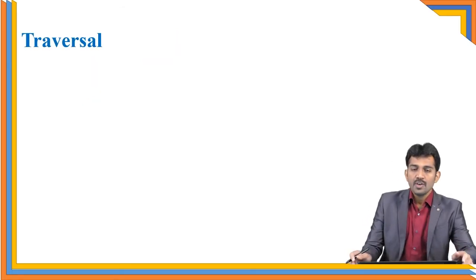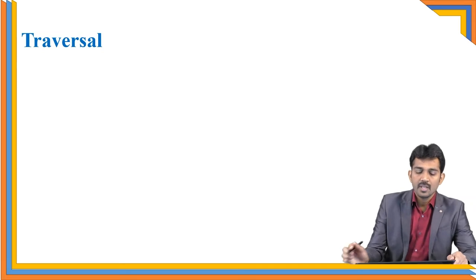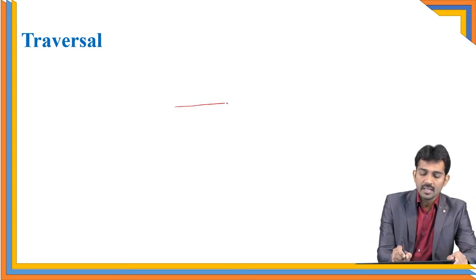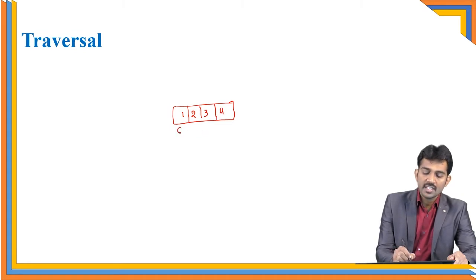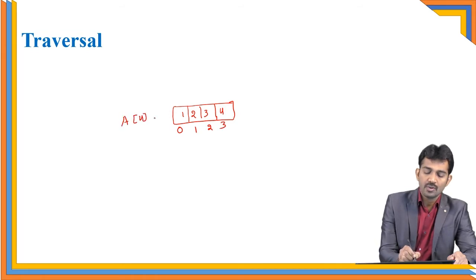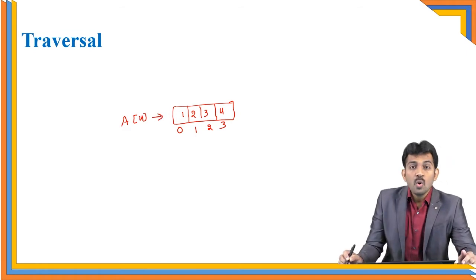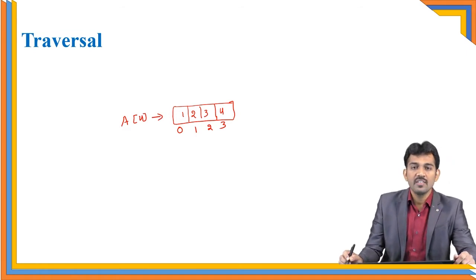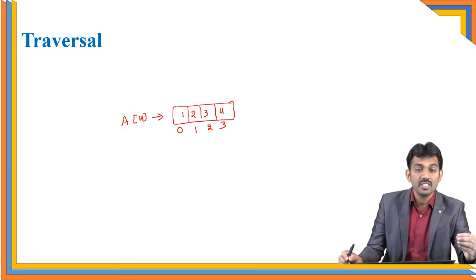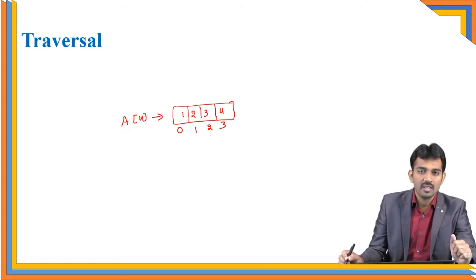For example, you are going to take an array as an example. This array contains some elements: 1, 2, 3, and 4. You know the starting index is always 0, 1, 2, 3. This is the array A, an array of size 4. How to access the elements from the given array? Access means traversal. Traversal means how to display all the elements.